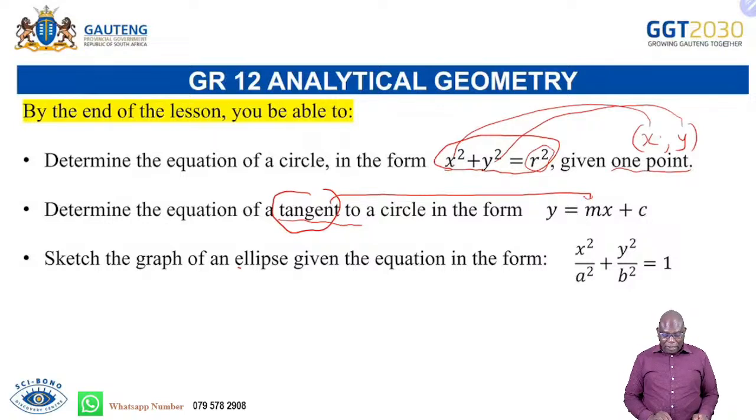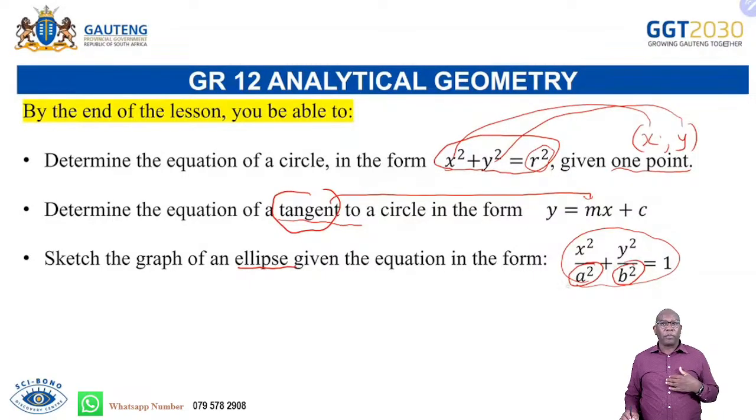We must also be able to sketch the graph of an ellipse given the equation in this form. Remember, the ellipse will be given in the form x squared over a squared plus y squared over b squared equals 1. You have to understand how to get a squared and b squared. Given maybe 2 or 4 or a number there, you must be able to get the value of a, which will be related to the x on the sketch.